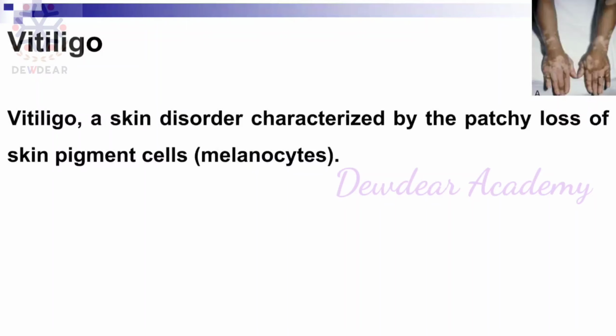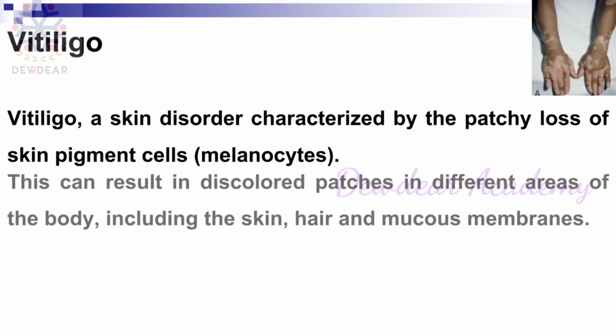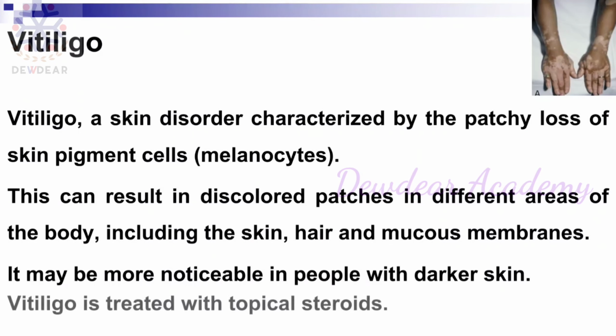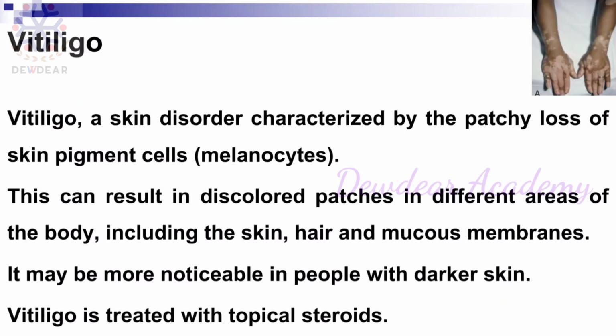Vitiligo is a skin disorder characterized by the patchy loss of skin pigment cells called melanocytes. It can result in discolored patches in different areas of the body, including the skin, hair, and mucous membranes. It may be more noticeable in people with darker skin, and vitiligo is treated with topical steroids.